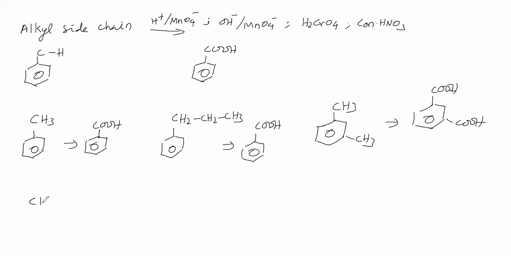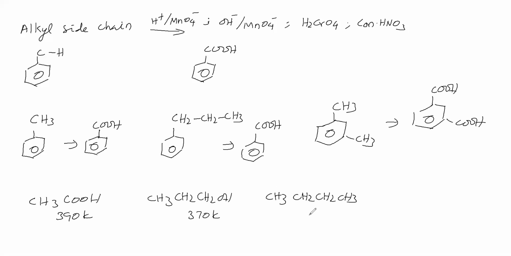For the boiling point of carboxylic acids, we will take acetic acid, whose boiling point is 390 Kelvin. Then we take n-propyl alcohol, whose boiling point is 370 Kelvin. Then we take n-butane, whose boiling point is 309 Kelvin. The molecular mass is nearly the same for these three. In n-butane, the intermolecular force is van der Waals force, that is, instantaneous dipole and induced instantaneous dipole.